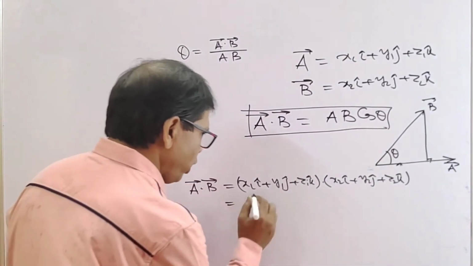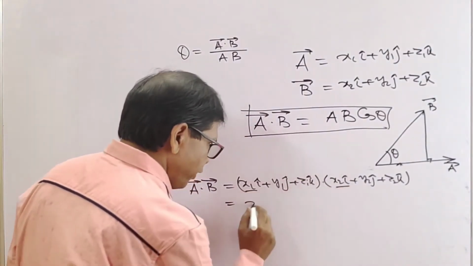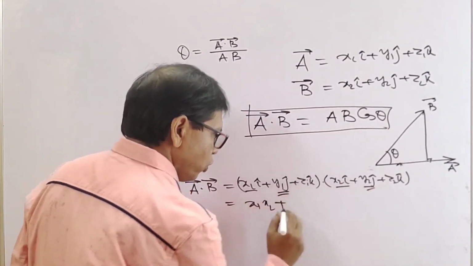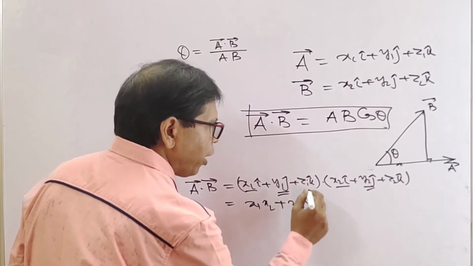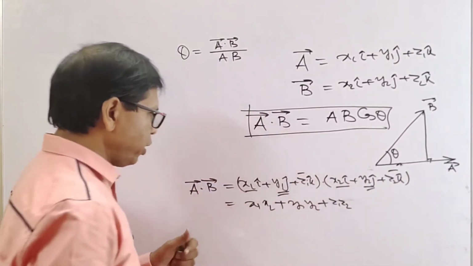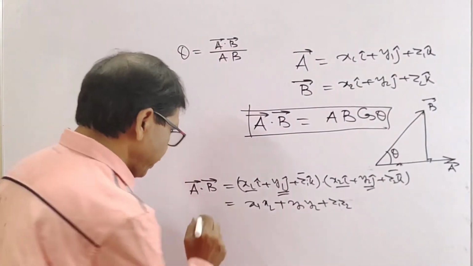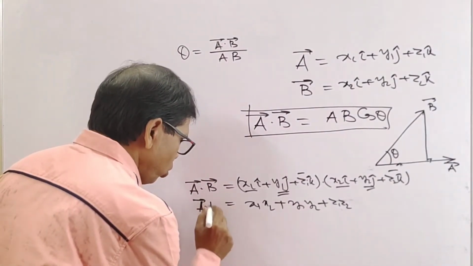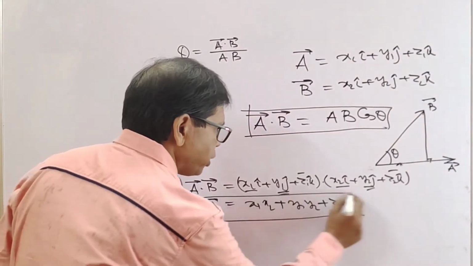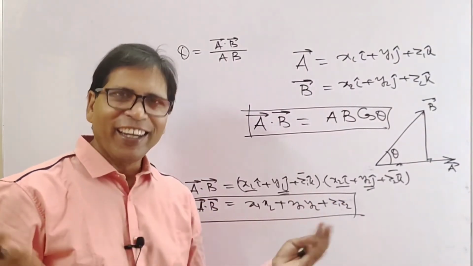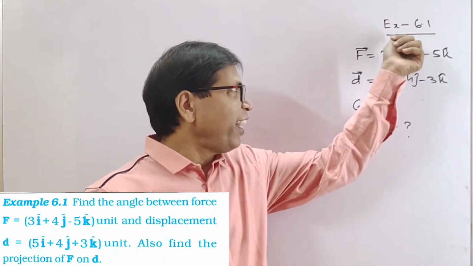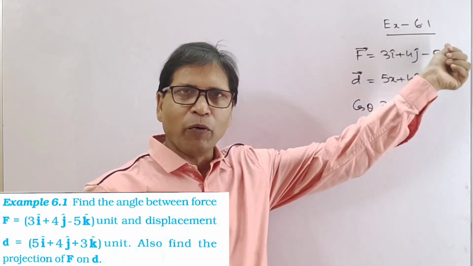So look at this. Only this, x1 x2, plus this, y1 y2, and finally this, z1 z2, are the results. So a dot b is equal to x1 x2 plus y1 y2 plus z1 z2. Okay, understood? Next, now look at this NCERT example 6.1.